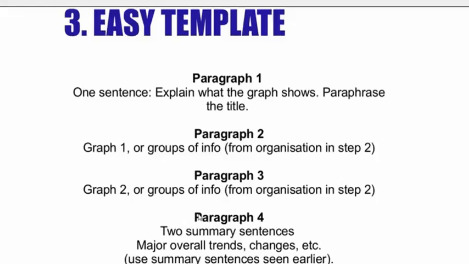In this stage we will use the summary sentences that I talked about at the very beginning. So write this down. Paragraph 1 is the paraphrase of the title. Paragraph 2 and paragraph 3, we're going to just put the groups of information that we've organized previously. And paragraph 4, 2 summary sentences, the major overall trends.